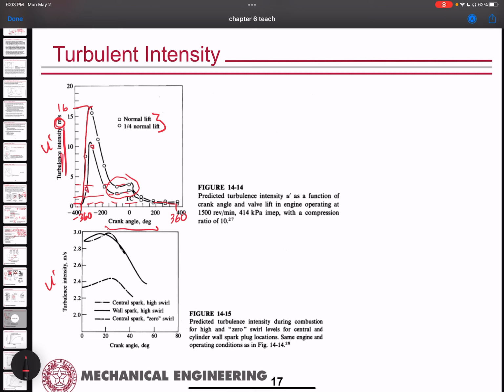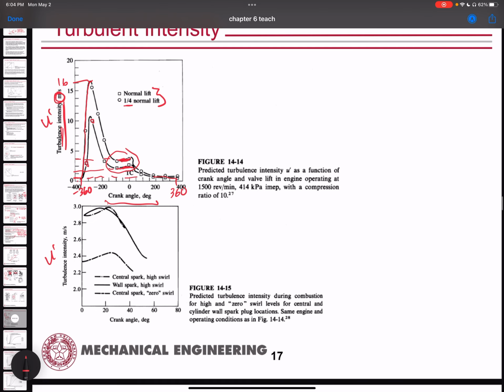And then if we instead only open the valve to a quarter of the normal lift, that purposefully introduces more turbulence into the mixture, assuming that we're not choking our airflow. That's a way for us to purposefully introduce turbulence into the mixture and thereby increase the turbulence by almost 100 centimeters per second during the time of combustion.